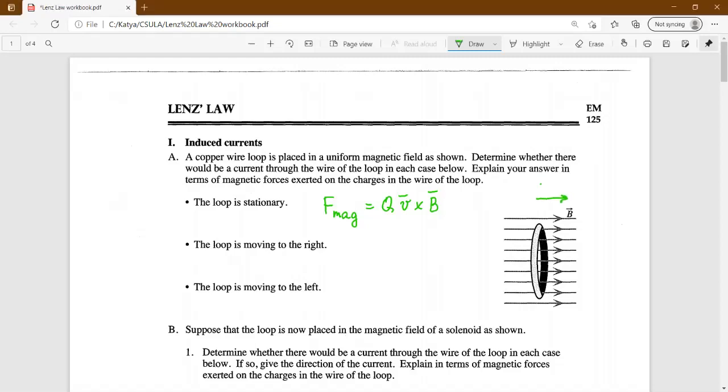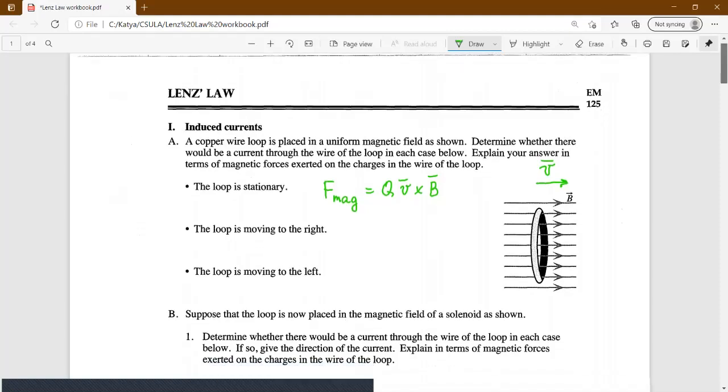Now, I'm going to consider a case of the loop moving to the right. To the right, I mean this. Velocity of the loop is like this. Well, we do see that velocity and the field are both parallel. We remember that for the cross product, if vectors are parallel, the cross product is equal to 0, because the length of the cross product is the length of the vectors times the sine of the angle between, and sine of 0 is 0. You can answer in a similar way the question of the loop moving to the left, because it's just going to be the opposite motion.